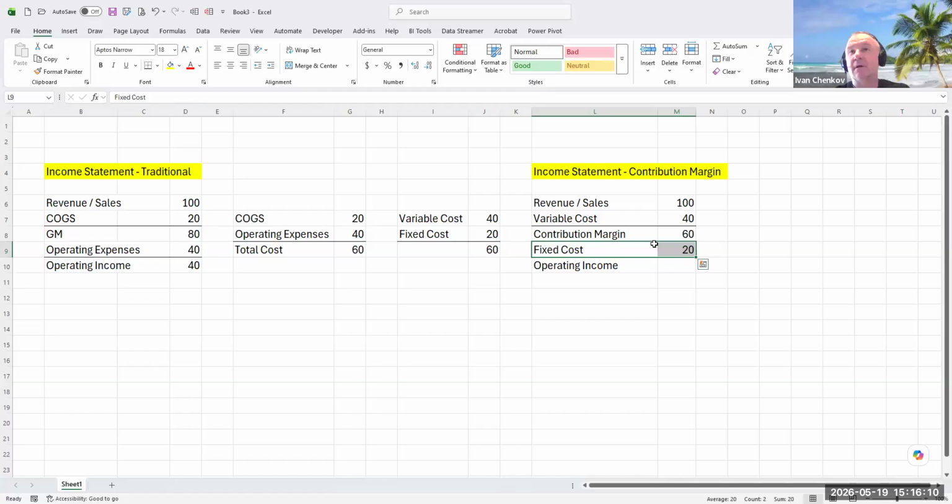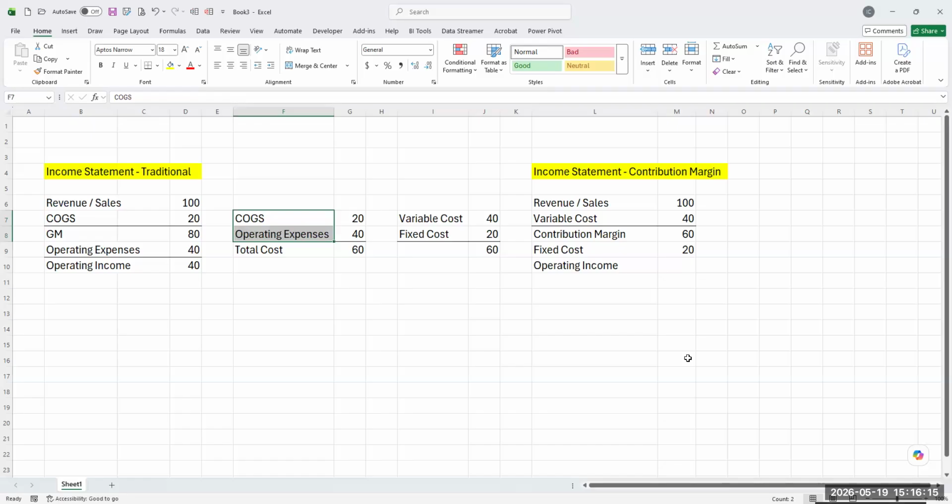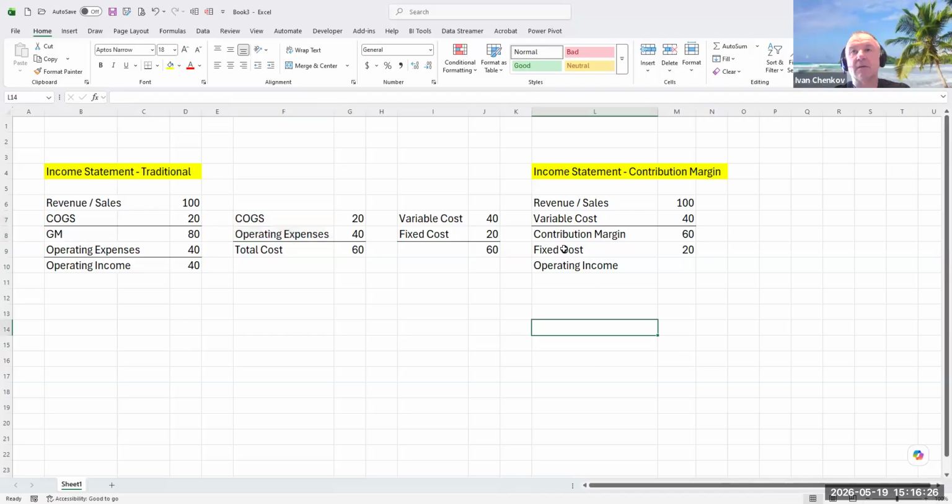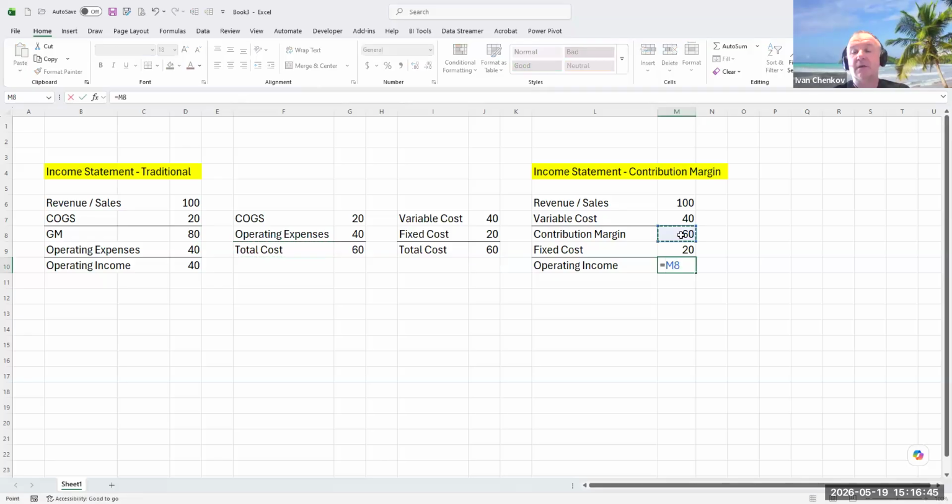I can do a new classification of the cost instead of cost of goods sold. Again, I cannot change the cost because the cost already happened, but I can change the classification of the cost. Total cost is always going to be the same. But now I have a new classification. Instead of cost of goods sold and operating expenses, now I have variable cost and fixed cost. And my operating income is still going to be the same, which is $40.